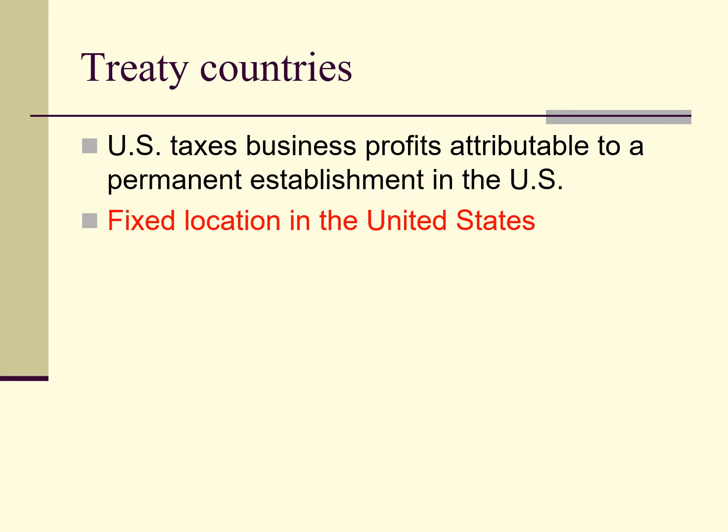If the foreign corporation has officers or employees located in the United States, and these individuals perform core business activities in a fixed location in the United States, then the foreign corporation may have a permanent establishment at that fixed location, and the profits attributable to that location will be taxed in the United States.